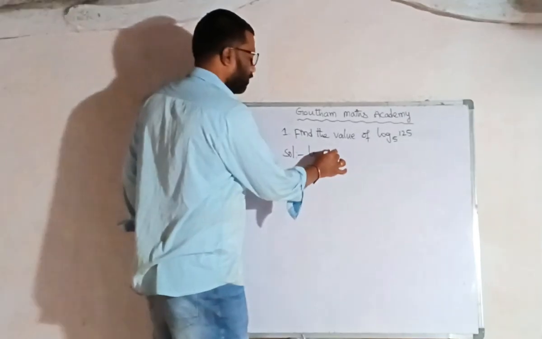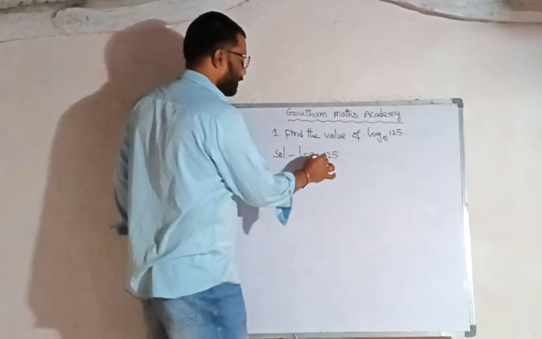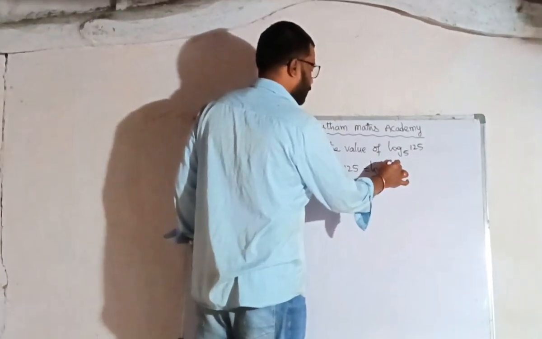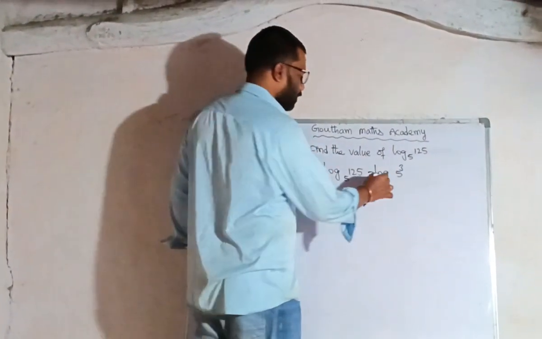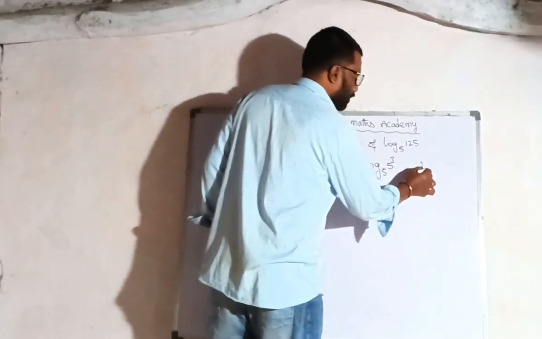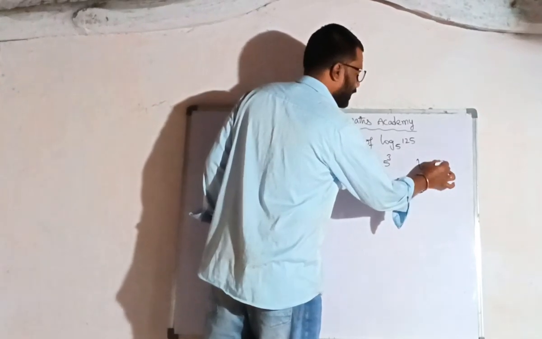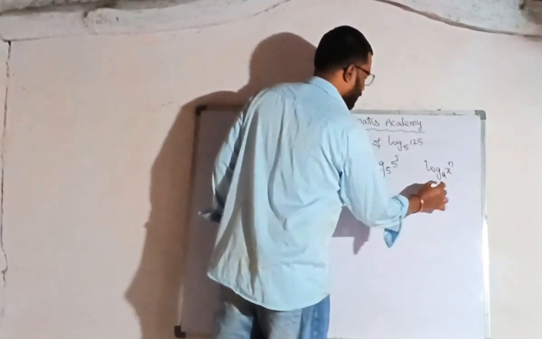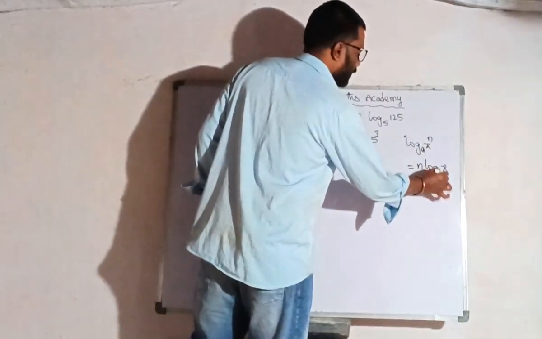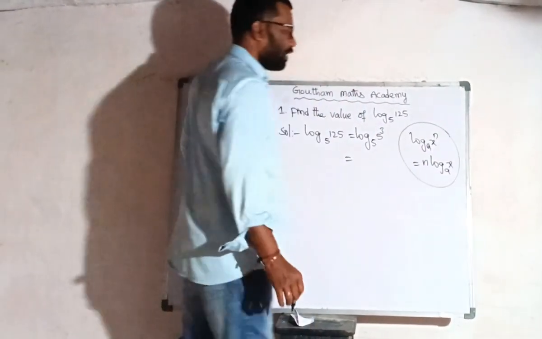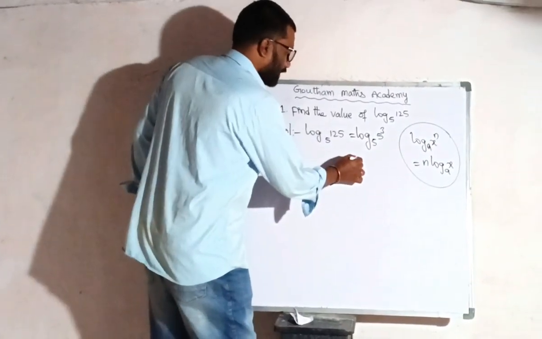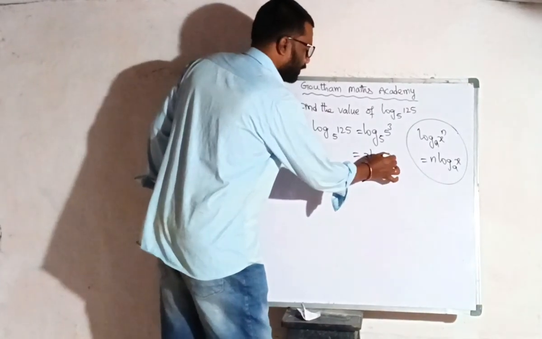Log 125 base 5 is equal to log 5 cube base 5, since 125 can be written as 5 cube. Using the fundamental, log x power n base a is equal to n log x base a, it can be written as 3 log 5 base 5.